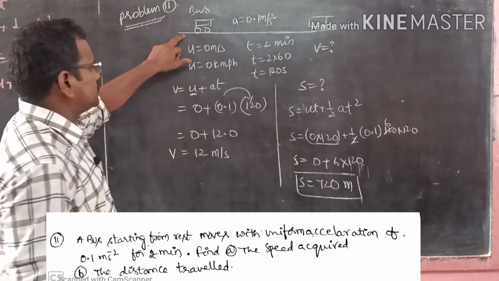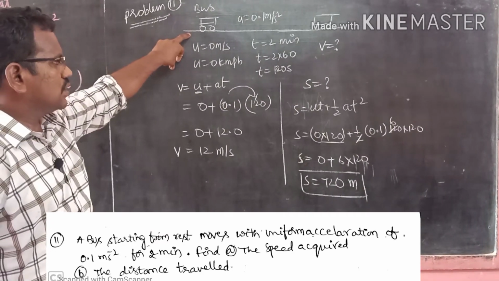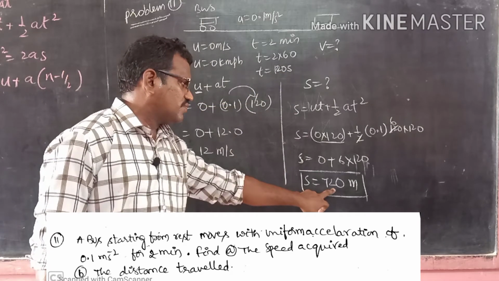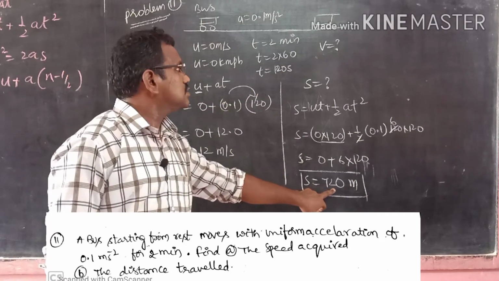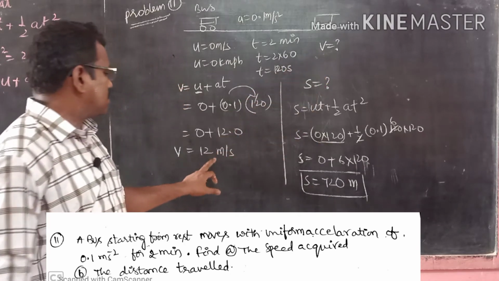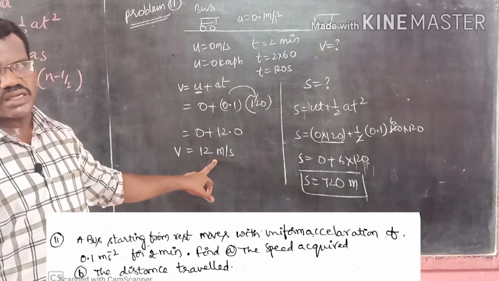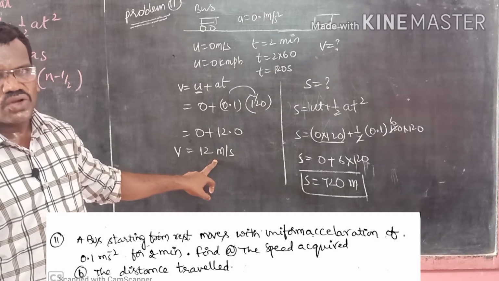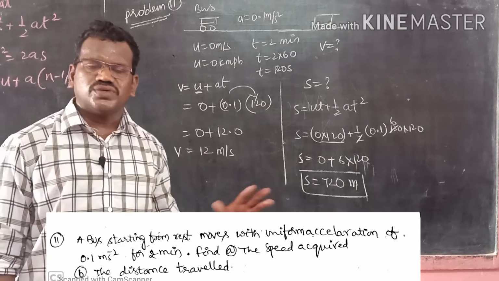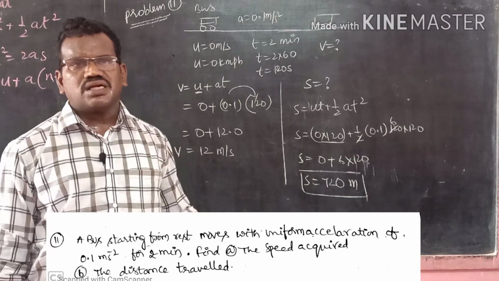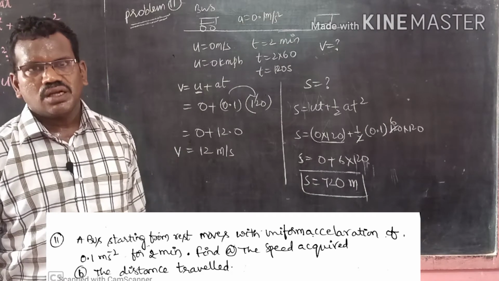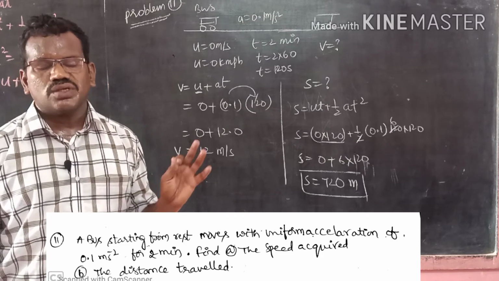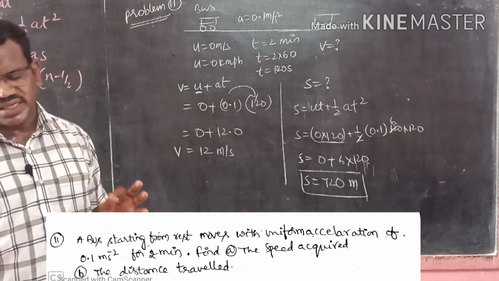Means the bus, which is at rest, after 120 seconds at a distance of 720 meters, has a final velocity of 12 meters per second. This is the method to solve. While solving a problem, what is given, what should we do, and what formula is required are a must. And the main thing is units. Without units we can't solve a problem in physics.